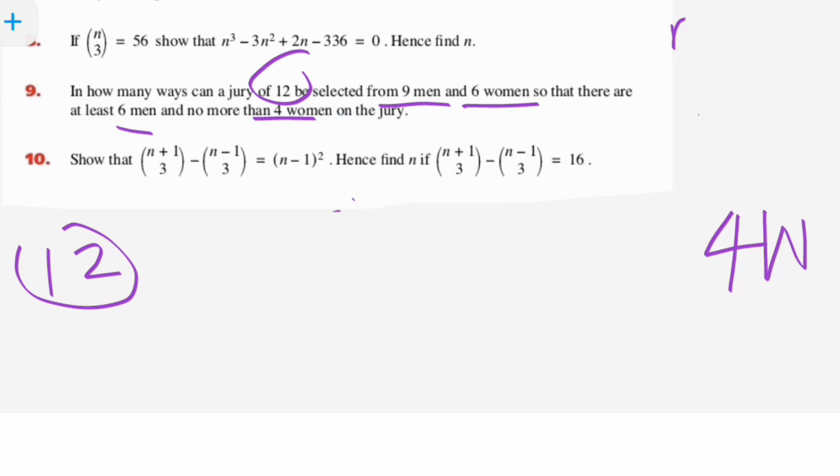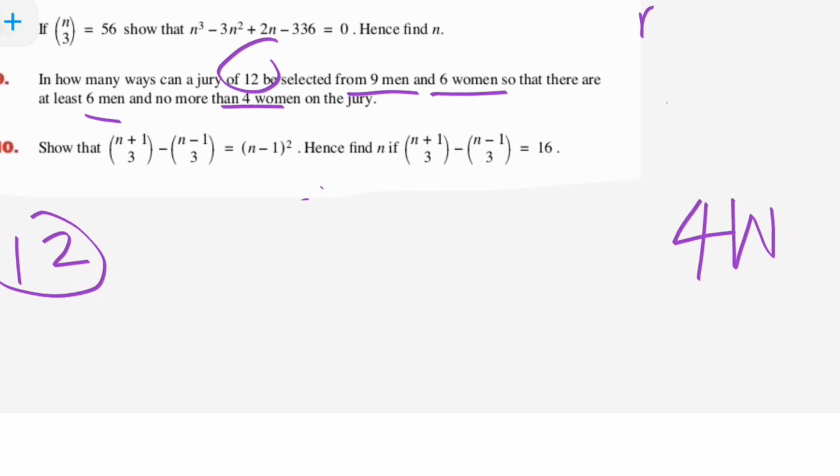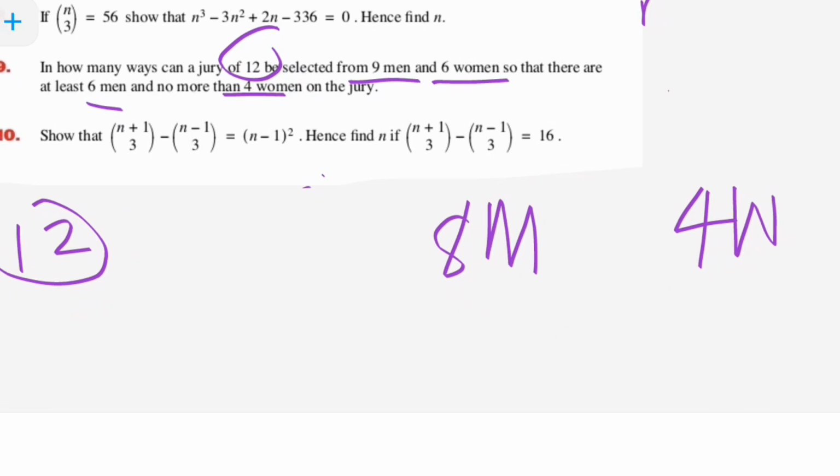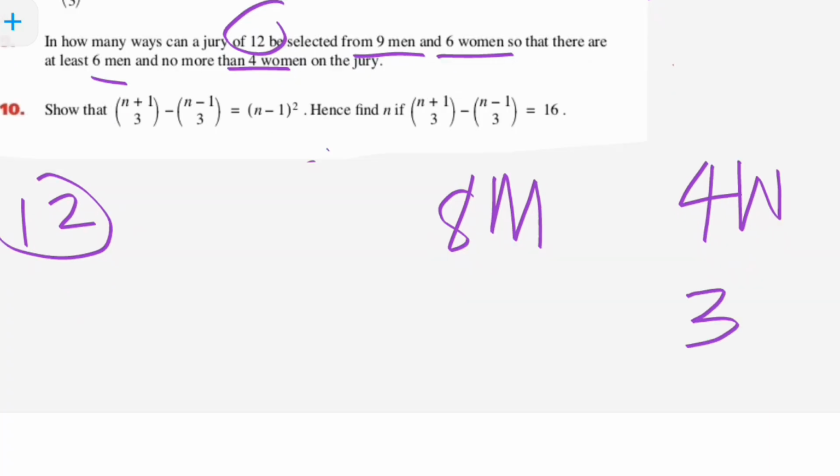Okay. Then the number of men is 9, as you can see. So when the number of women is 4, the number of men should be 8, because the total should be 12, as you can see. Total is 12. That's our target. Then since they said no more than 4 women, that means you can also have 3 women too. So if the number of women becomes 3, then the number of men to make it 12 should be 9 men.